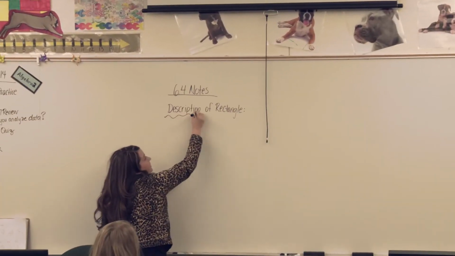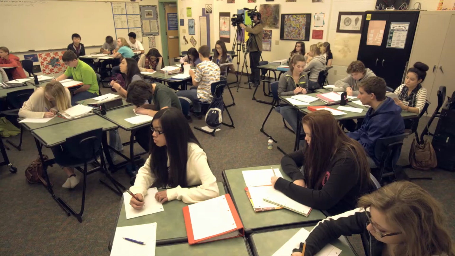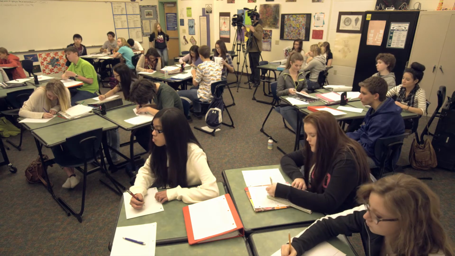And you'll notice I said description, not definition. We're going to work on a definition of a rectangle in a minute. What would you guys say a rectangle is? Kara, what do you think? Four right angles. Something with four right angles? Can we get any more specific about it?